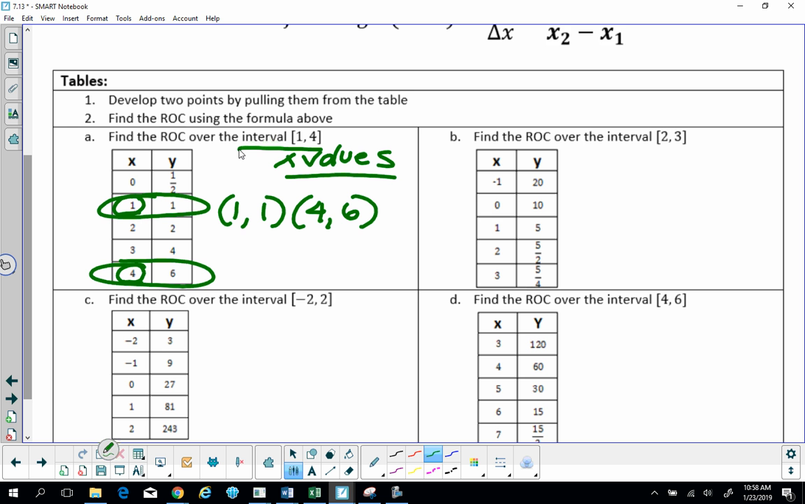Then I'm finding the rate of change, which is the same thing as what? Slope. And so the slope formula is right above. We know it's y2 minus y1 over x2 minus x1.